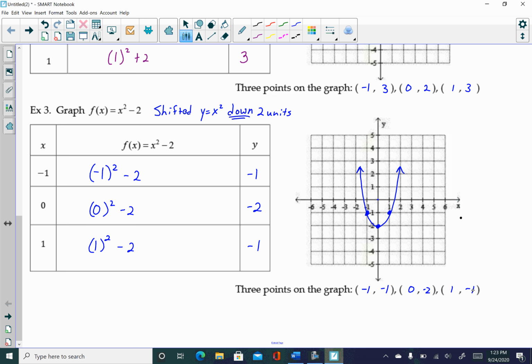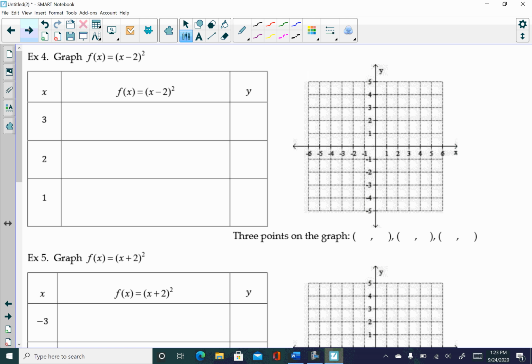All right, let's flip it on over. Next page. Notice in example 4 and 5, I have the plus 2 and minus 2 here as well, but notice that it's not outside of the function. Now it's inside parentheses being squared. So let's look and see how that affects the original parent function. So I'm going to have here 3 minus 2 in parentheses squared, 2 minus 2, 1 minus 2, everything squared.